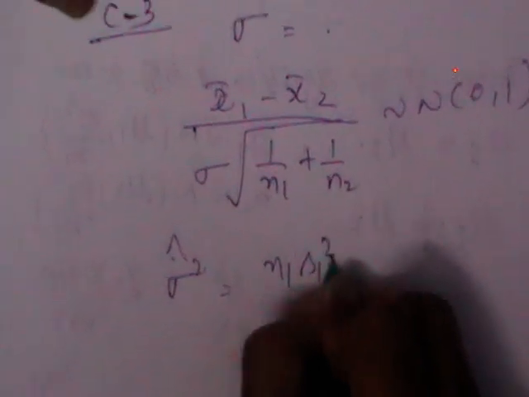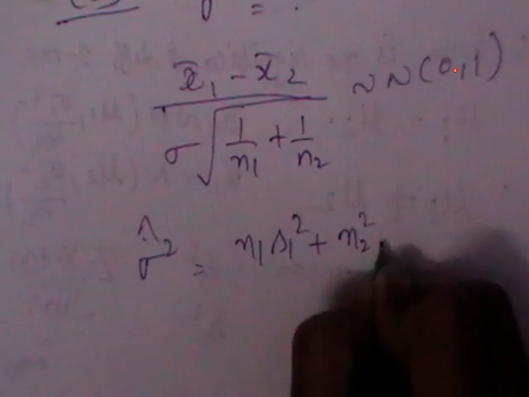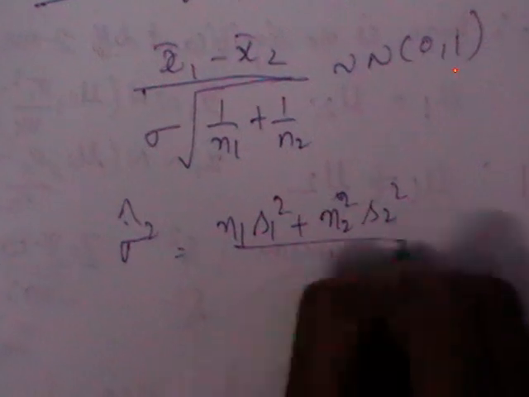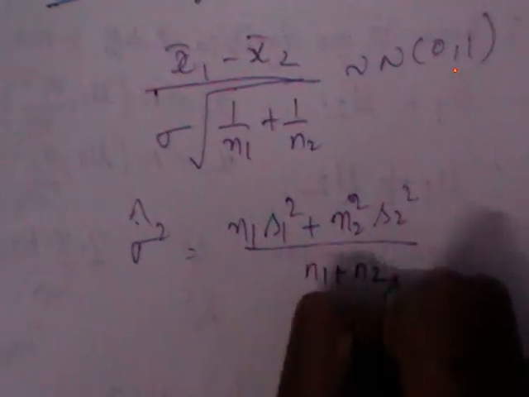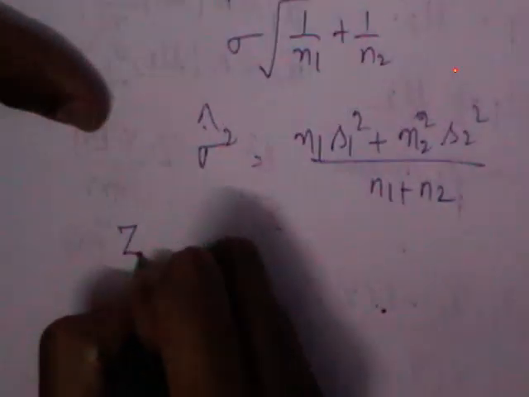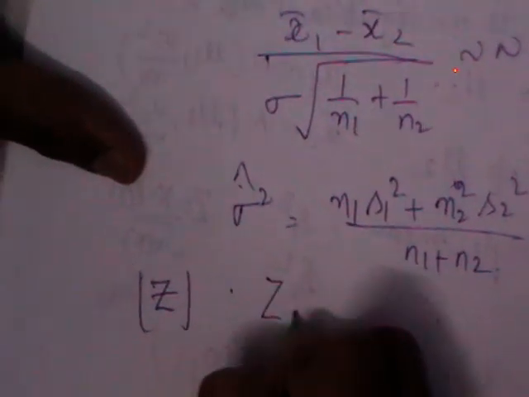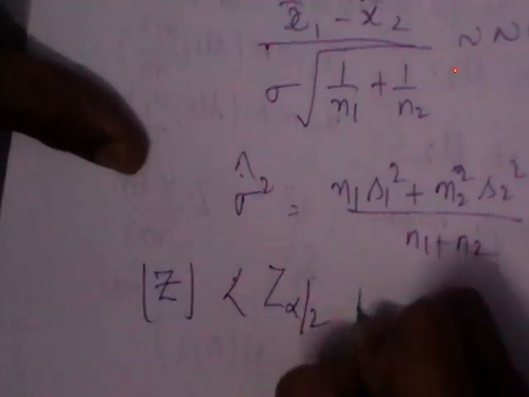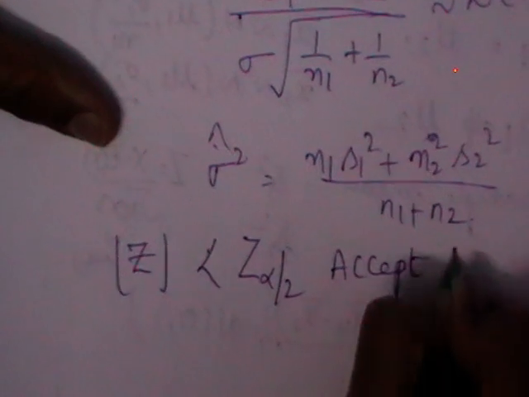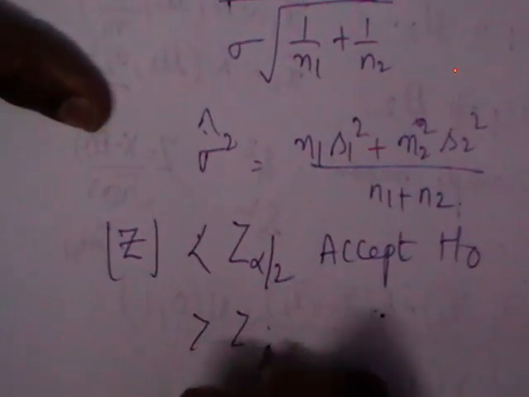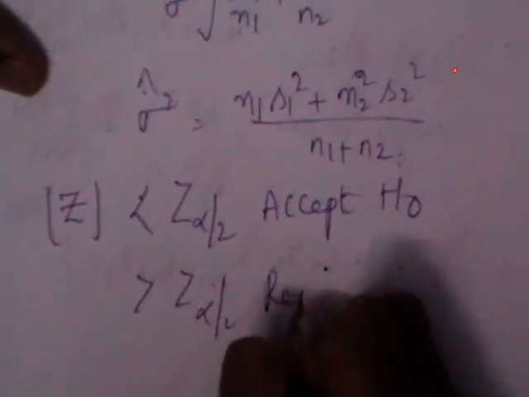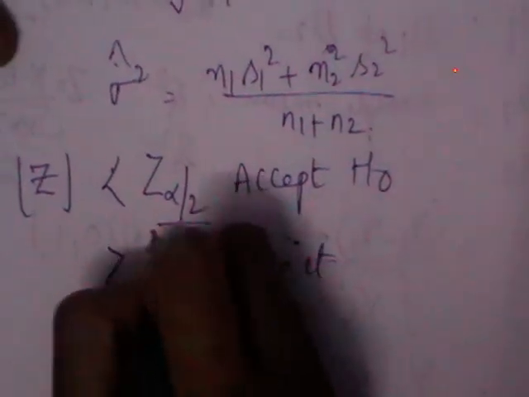When this sigma is unknown, you are going to estimate it with n1 s1 square plus n2 s2 square by n1 plus n2. So again you will calculate the z value. You will compare mod z with z alpha by 2. If it is less, you are going to accept the null hypothesis. When it is greater than z alpha by 2, you are going to reject the null hypothesis, where z alpha by 2 is the table value at the alpha percentile.